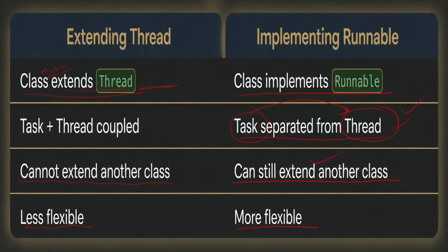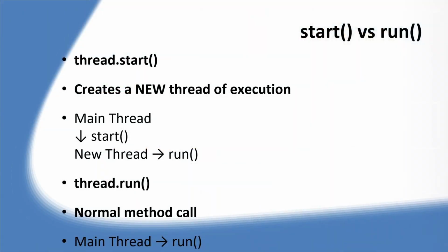Okay, now we are ready to answer the question from the beginning of the video. What exactly is the difference between start and run? This is one of the most important concepts to understand when working with Java threads. If we call thread.start, Java starts a new thread of execution. The JVM then invokes the run method on that new thread.